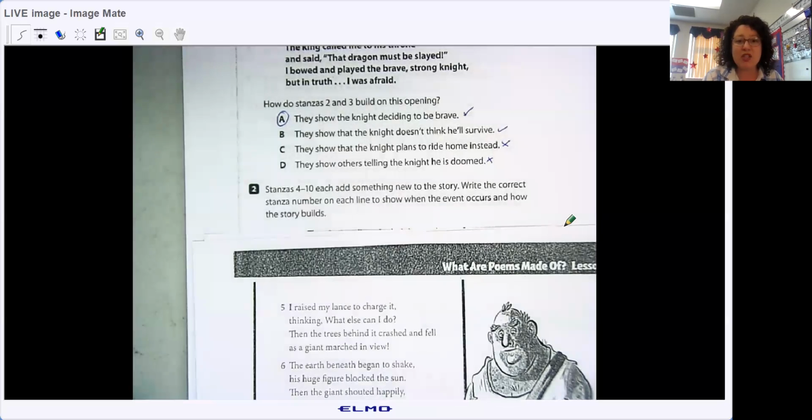Okay, let's read stanza 5. I raised my lance to charge it, thinking, what else can I do? Then the trees behind it crashed and fell as a giant marched into view.